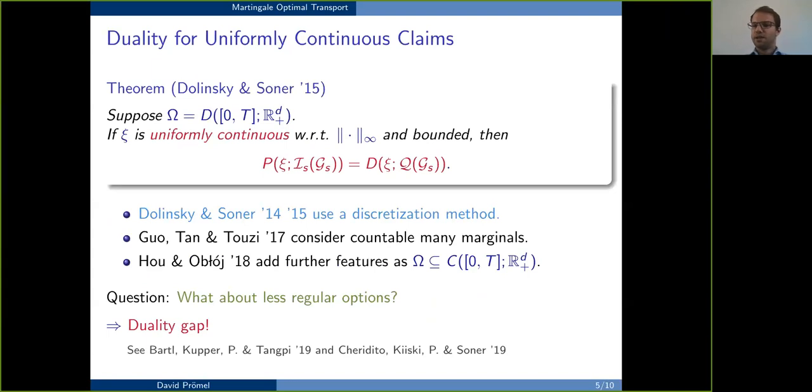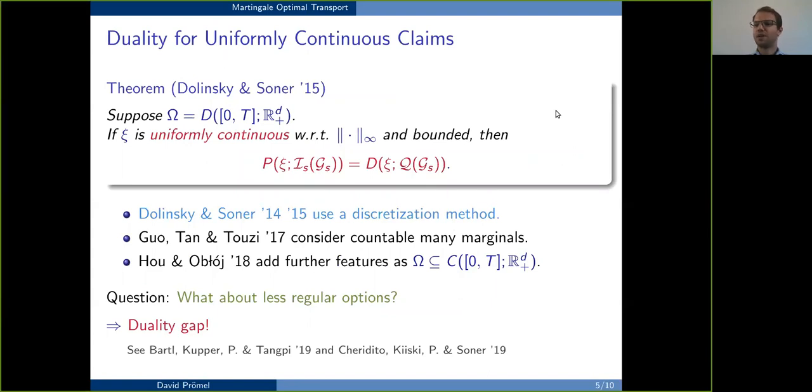The first duality, the martingale-optimal transport duality in this framework, was derived by Dolinsky and Soner, showing that if my option psi is uniformly continuous with respect to the uniform topology, then we indeed have the pricing-hedging duality. So the super-hedging price equals the martingale price. And this was then generalized in other directions.